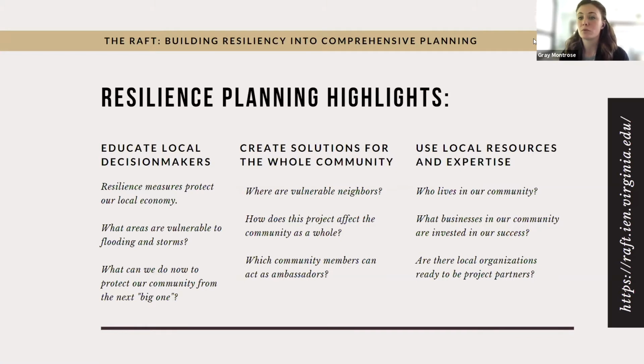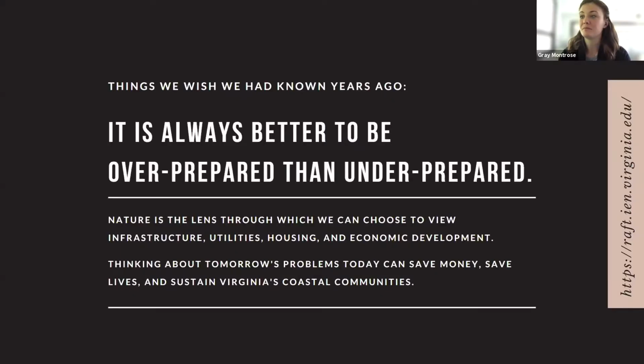We're looking at using local resources and expertise, things we already have. So who lives here? We've heard a lot of times that folks are participating in the RAFT and other tools that happen to just live in the community and they're invested in its success. So businesses, residents, things and resources that we already have. Are there local organizations such as Wetlands Watch that are ready to be project partners? We've also heard a lot from people like Friends of the Rappahannock. These folks want to be engaged, and so we're just making those good connections.